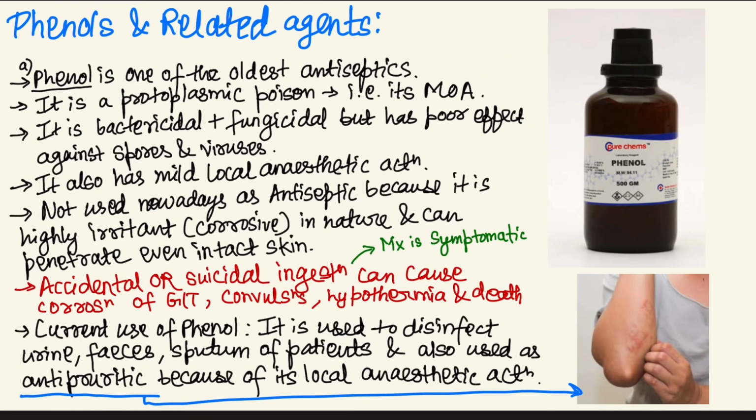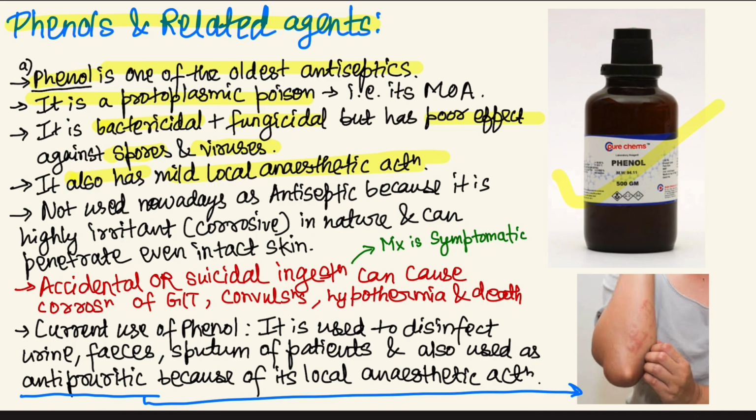So coming to the individual groups of the germicides, first we have phenols and the related agents. Under this we have first phenol, which is one of the oldest antiseptics. It is a protoplasmic poison, that is it acts on both the nucleus and the cytoplasm of the bacterial cell. Here you can see the image of the phenol. Its spectrum of activity is such that it is bactericidal and fungicidal in nature, but it has poor effect against the spores and the viruses. It also has mild local anesthetic action.